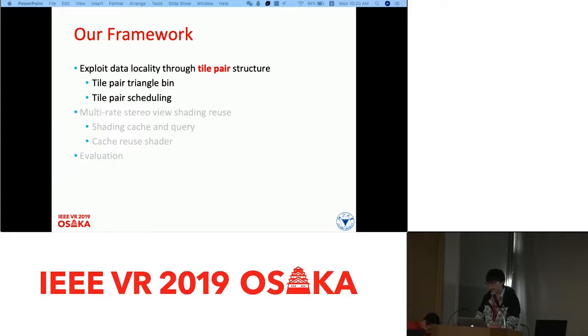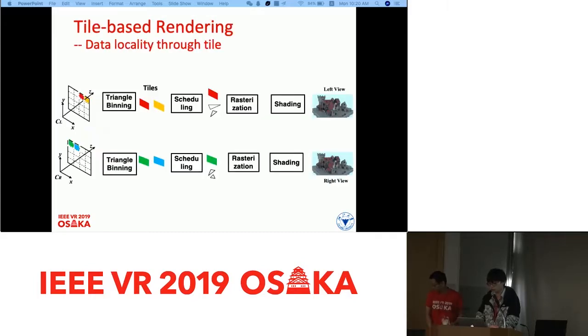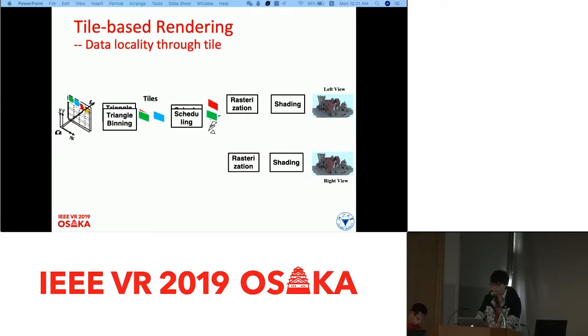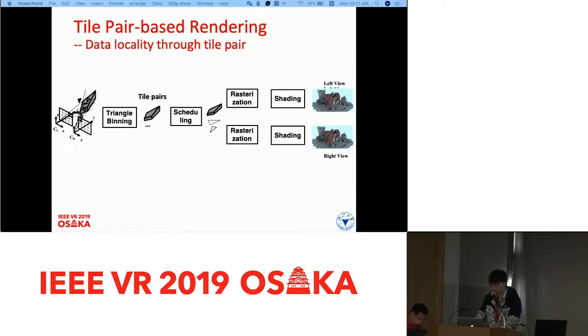Let me first talk about how we exploit data locality through a newly proposed Typehair structure. Let's start from the simple diagram of VR rendering in current tile-based shading. It includes several steps, such as triangle binning, scheduling, rasterization, and shading. Unfortunately, even though the data locality is maintained in tiles, all triangles must do these costly steps twice for now. To combine these two paths into one, we introduce the Typehair structure.